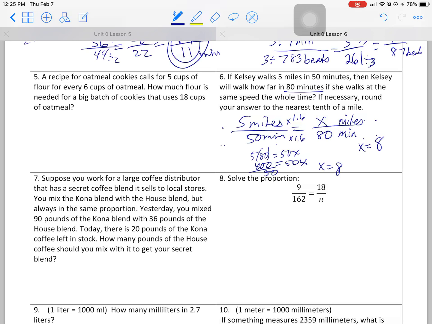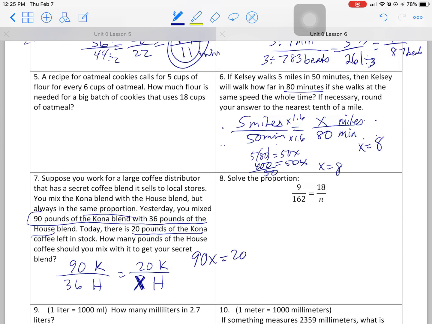All right. Suppose you work for a large coffee company. So we're looking with proportions. We mix, here it is, 90 pounds of this with 60 pounds of that. So 90 pounds of that with 36 pounds of that. And then we want 20 pounds of the K. 20 pounds of that equals how many of that? So you can put an X there or a question mark or whatever. You can use the cross multiplication if you put an X there.